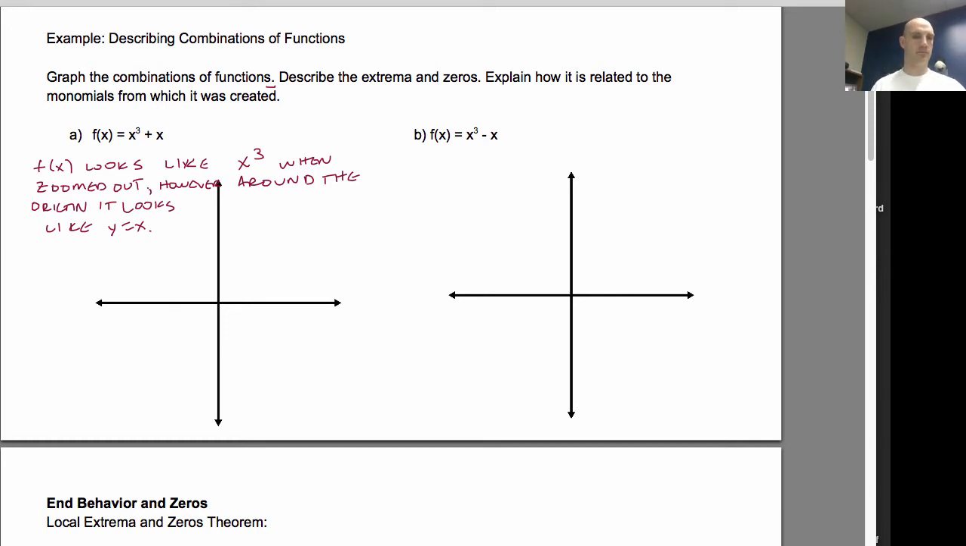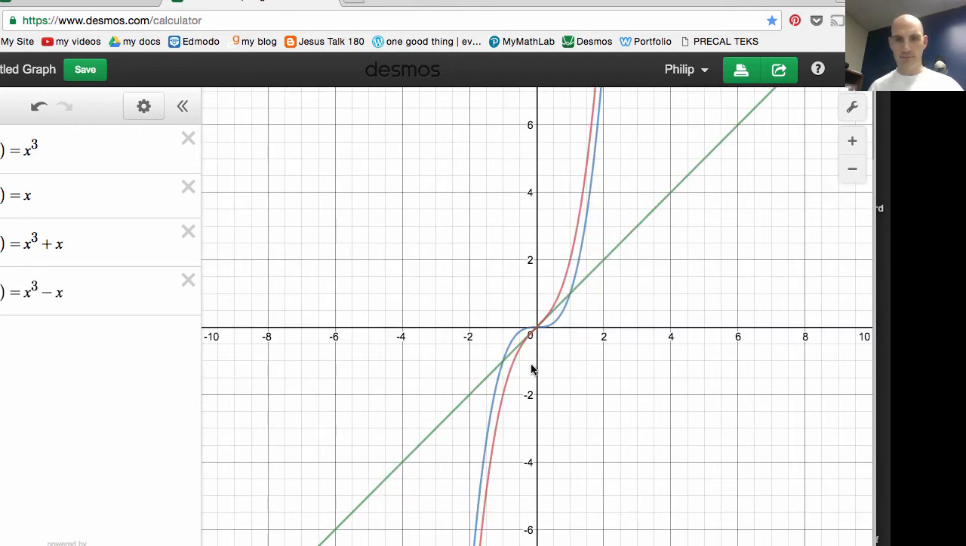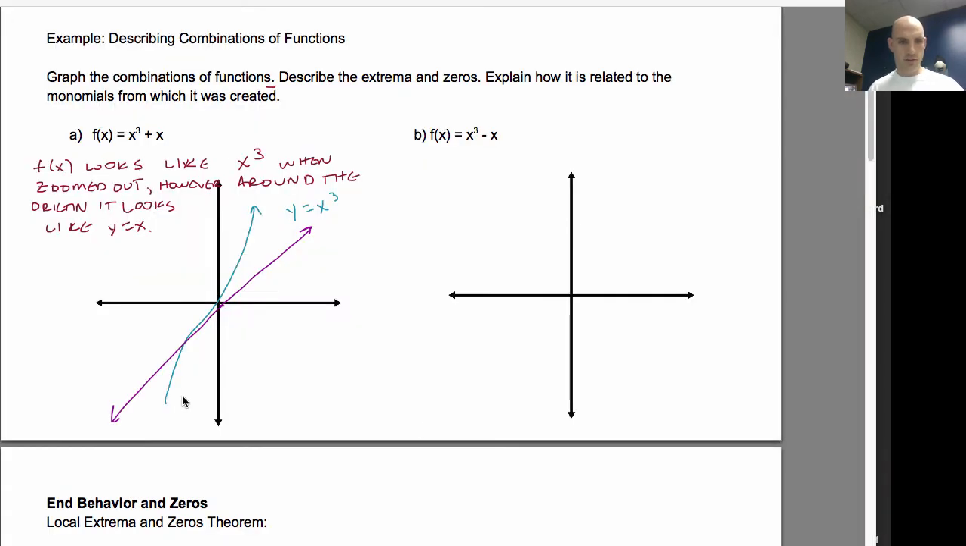Here's what we're going to do. We're going to graph y equals x cubed. We're also going to graph y equals x. So I'm going to do it in pink on mine. Okay? And our curve is going to look like something like this. Let me zoom out a little bit. My red is skinnier than my x cubed, so it's going to go this way.